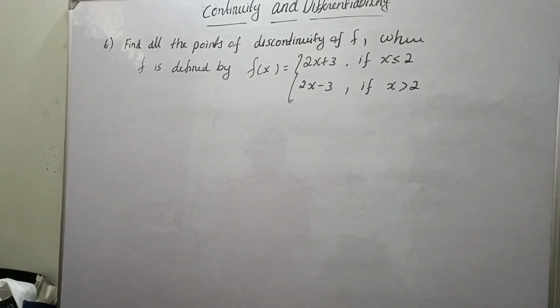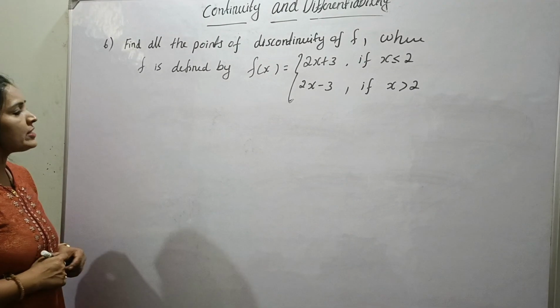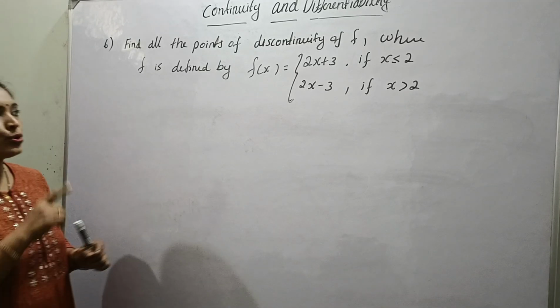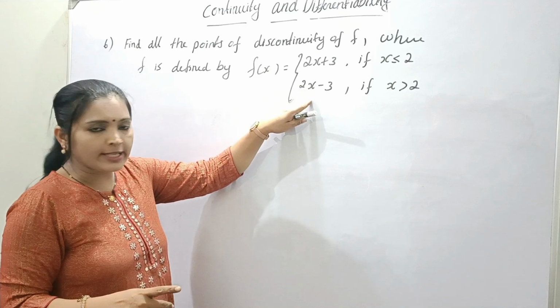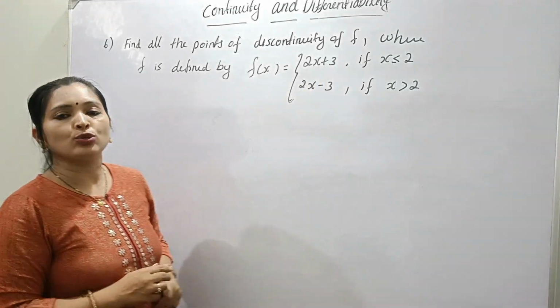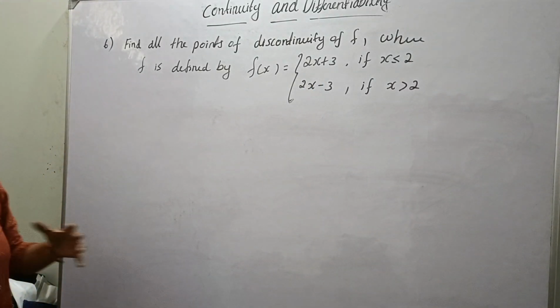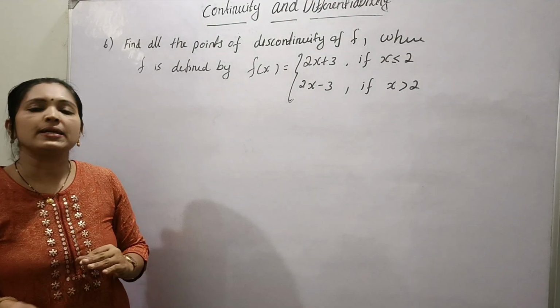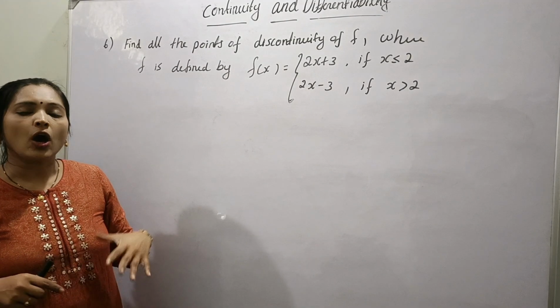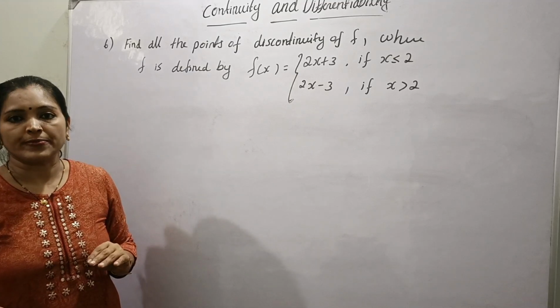Find all the points of discontinuity of f, where f is defined by f of x is equal to 2x plus 3 if x is less than or equal to 2, and f of x is equal to 2x minus 3 if x is greater than 2. See, here we have to find at which points the function is not continuous, or the function is discontinuous.